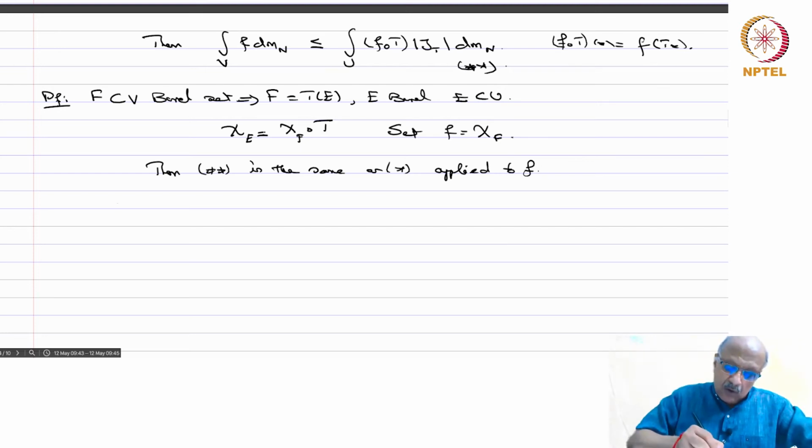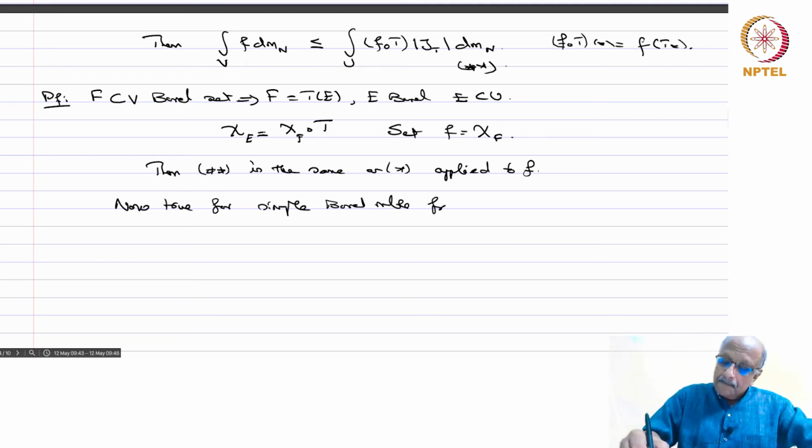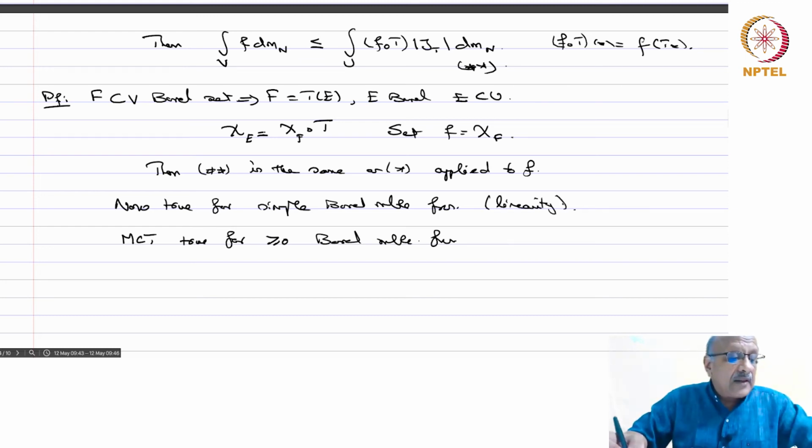So now this is true for simple Borel measurable functions. Then by the monotone convergence theorem, it is true for non-negative Borel measurable functions. This is just linearity of the integral, and therefore this is true.